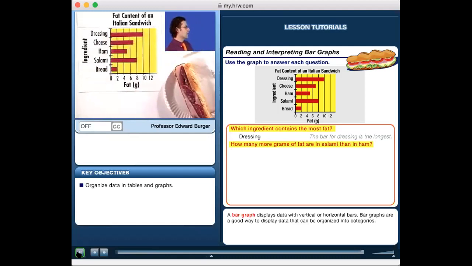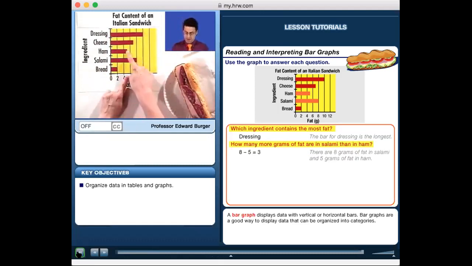How many more grams of fat are in salami than in ham? So let's see. Salami contains 8 grams of fat. The ham contains 5. And so therefore, how much more? Well, the answer is 3. 8 minus 5 is 3.